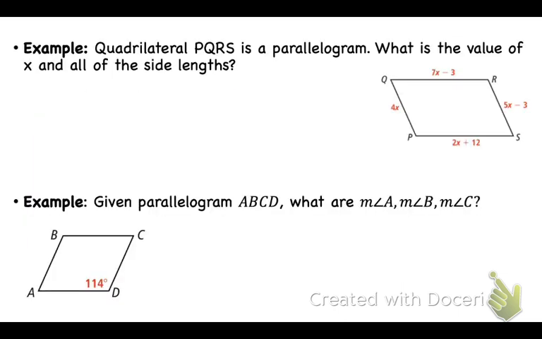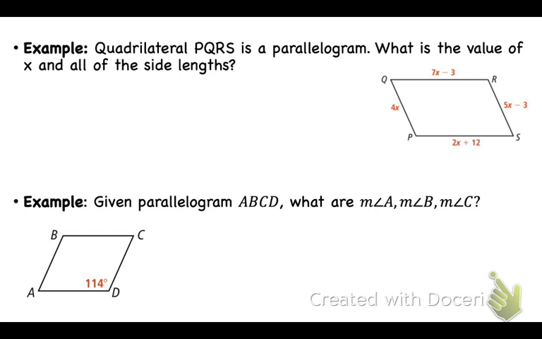Okay. Quadrilateral PQRS is a parallelogram. What is the value of X and all of the side lengths? So I have to find what first? X, and then plug it in. Okay, so how are we going to find X? There's a couple of different ways. Well, 360 applies to the angles. Are we dealing with angles? No. 2x plus 12 plus 5x minus 3 plus 7x minus 3 plus 4x equals 180. You could just say add like. Okay, but 180 is angles, and we're talking about sides.